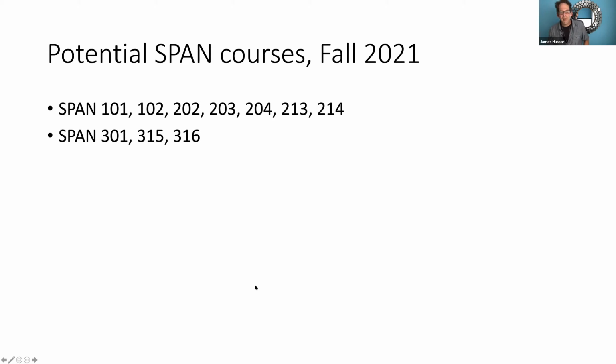And finally, for Spanish, we have much the same lower division offerings as Japanese, right? 101, 102, 202 is for Spanish speakers specifically, 203, 204, 213 is a conversation course that is for non-native learners, and then 214. And if you're ready to join us in the upper division classes as incoming students, our upper division offerings for the fall are 301, 315, and 316.